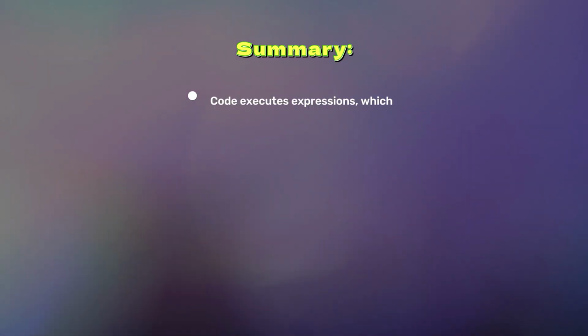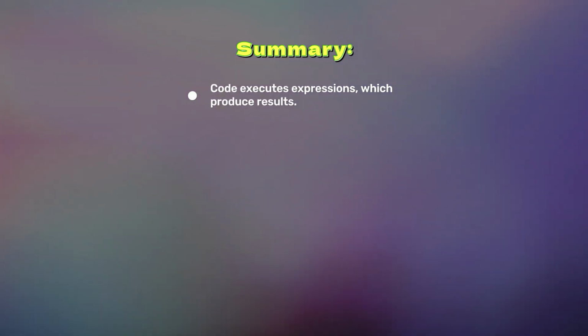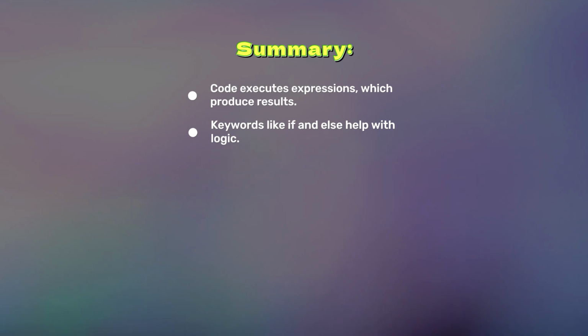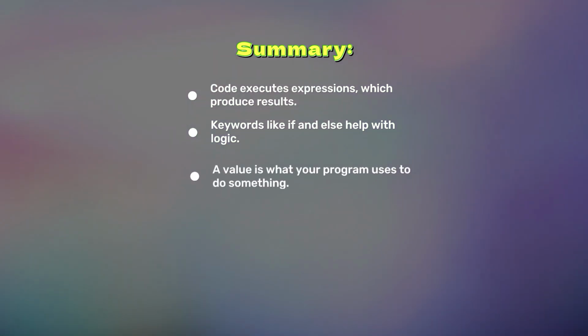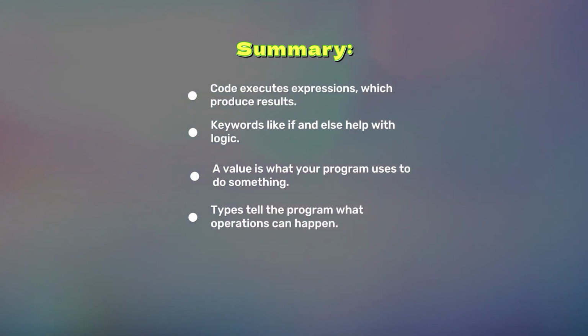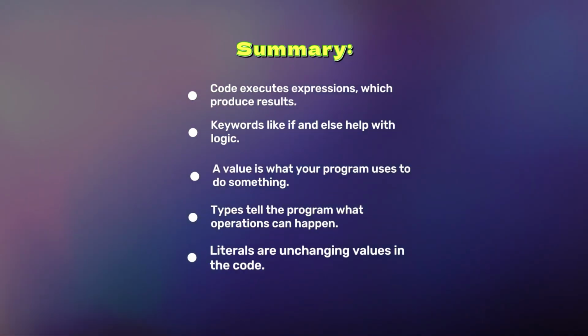Summary. Code executes expressions, which produce results. Keywords like if and else help with logic. A value is what your program uses to do something. Types tell the program what operations can happen. Literals are unchanging values in the code.